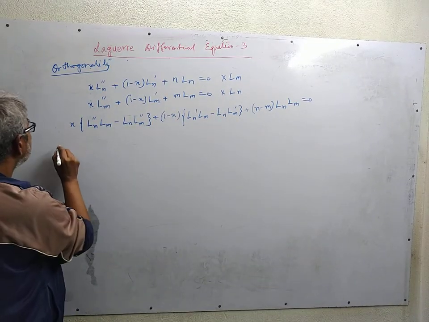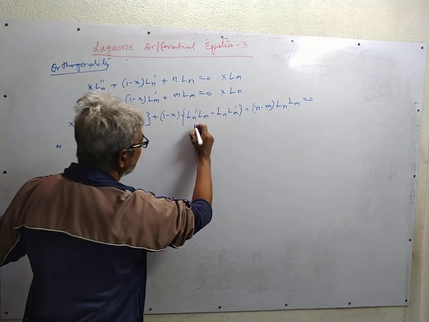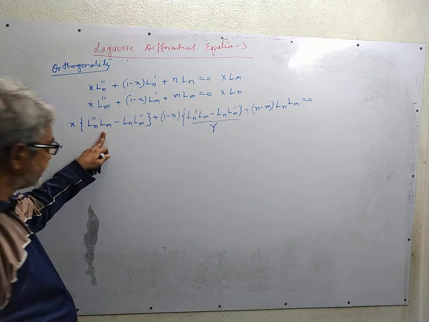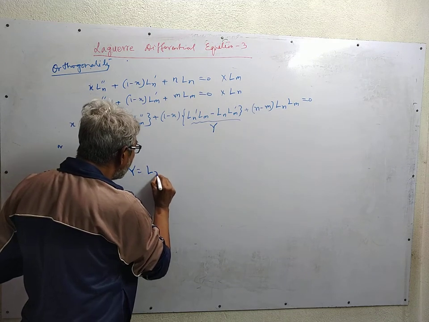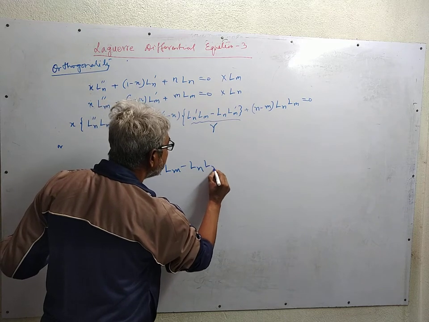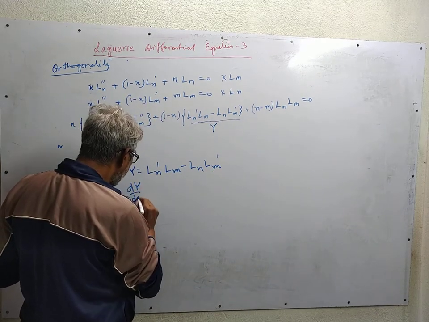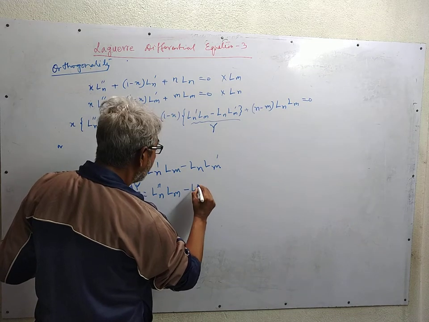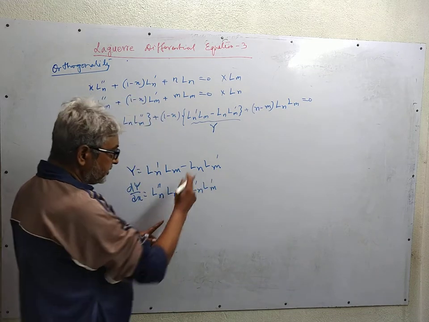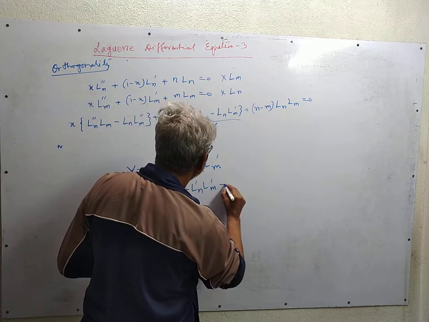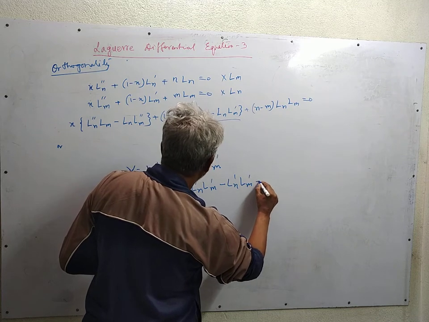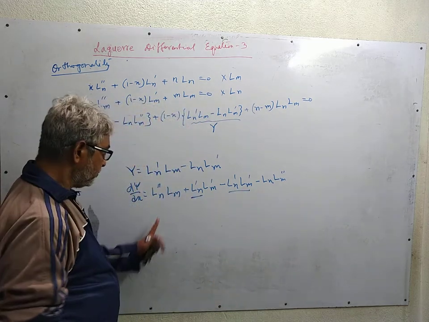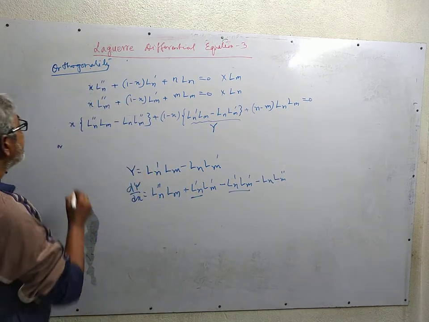We can write it as, if we take this as a function capital Y, where Y is equal to Ln prime Lm minus Ln Lm prime, then if we find dY dx, we get Ln double prime Lm plus Ln prime Lm prime, then minus Ln prime Lm prime minus Ln Lm double prime. So these two terms cancel each other, so we are left with this, which is nothing but this term.